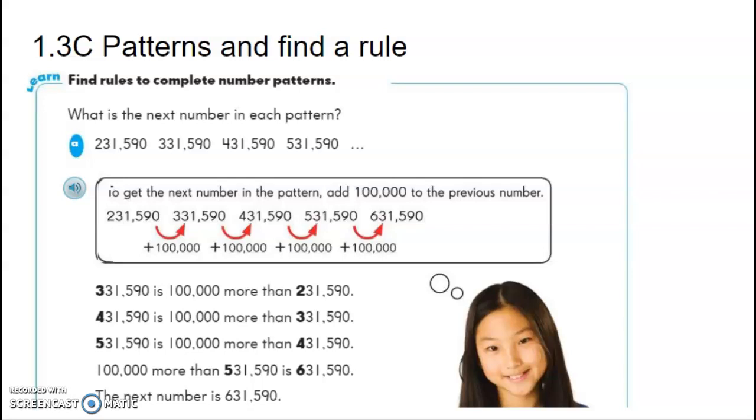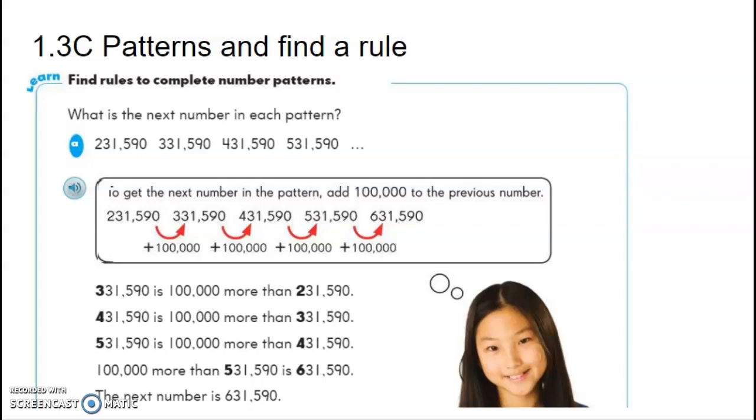For this lesson today, 5th graders, we're looking at patterns and finding a rule to go from one number to the next. It's all going to be either adding or subtracting for this one. So that's the first thing you want to do: look at the numbers and figure out, is it adding? Are they getting bigger? Is it subtracting? Are they getting smaller? Okay?